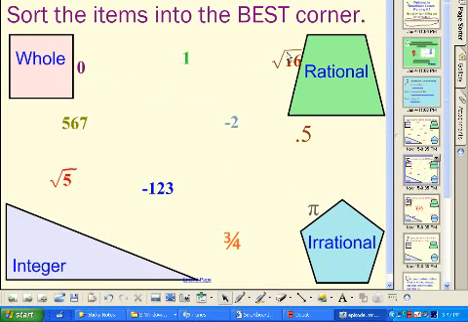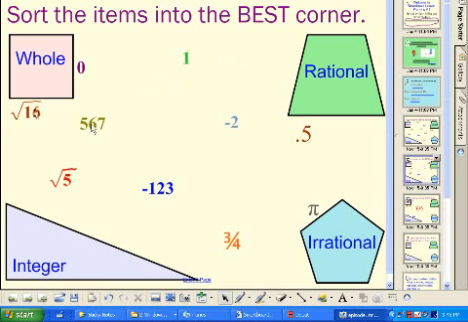Well, as you know, students and all of us make mistakes, and so this is a good time for discussion. We talk about, yes, square root of 16 is a rational number. However, the directions on our slide here say the best corner. So what's the best name for square root of 16? This brings out a lot of interesting ideas, and we might have another student advise this student where this might go, and some discussion might come out that it is a whole number indeed because it can be reduced.